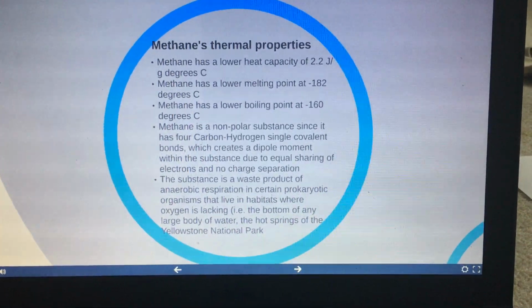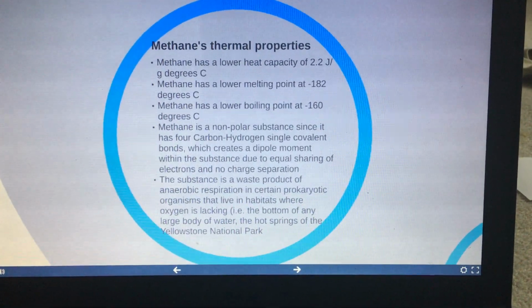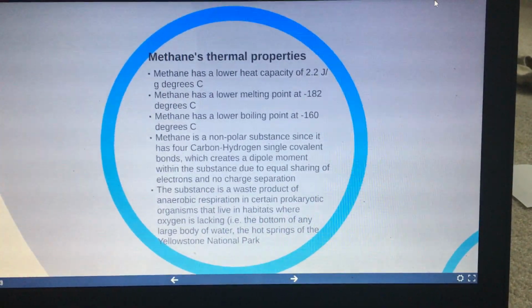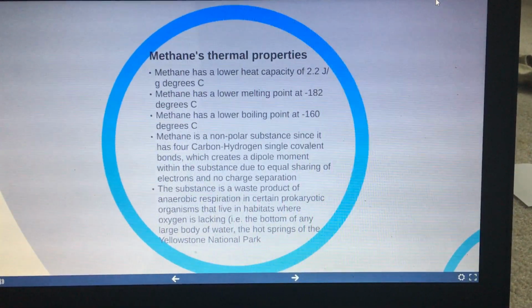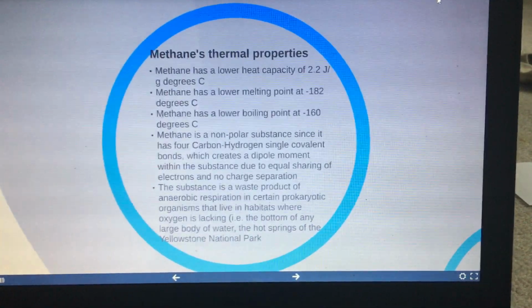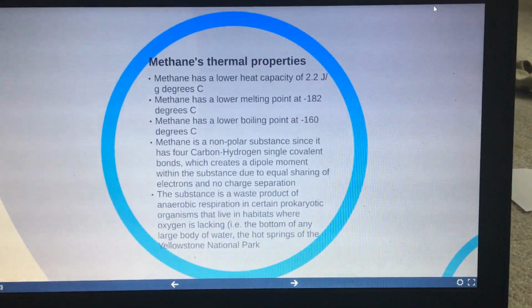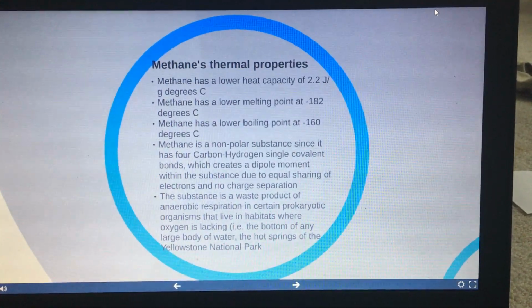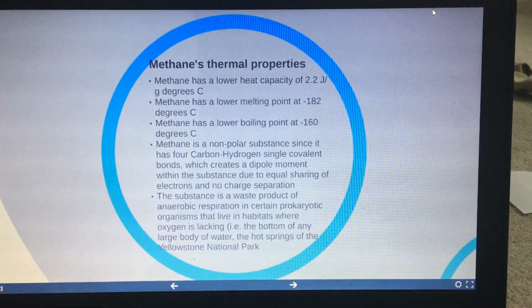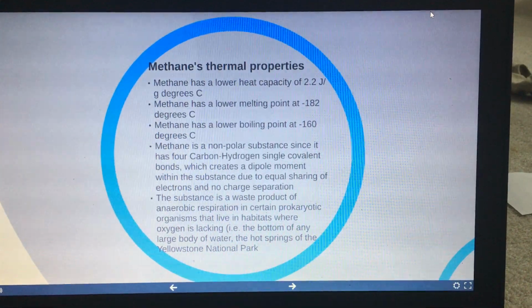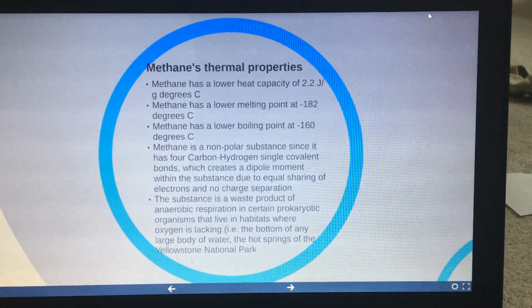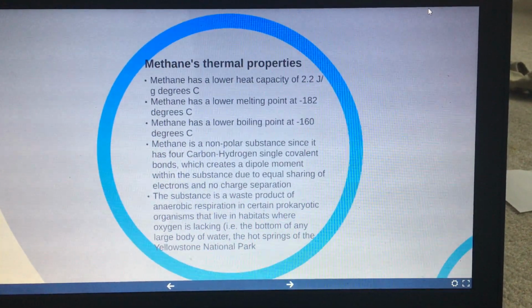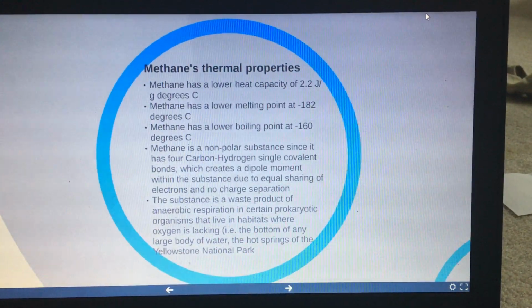Methane's thermal properties. Methane has a low heat capacity of 2.2 joules per gram degrees Celsius. Methane has a lower melting point at negative 185 degrees Celsius. Methane has a lower boiling point at negative 160 degrees Celsius. Methane is a nonpolar substance since it has 4 carbon-hydrogen single covalent bonds, which creates no dipole moment within this substance due to equal sharing of electrons and no charge separation.